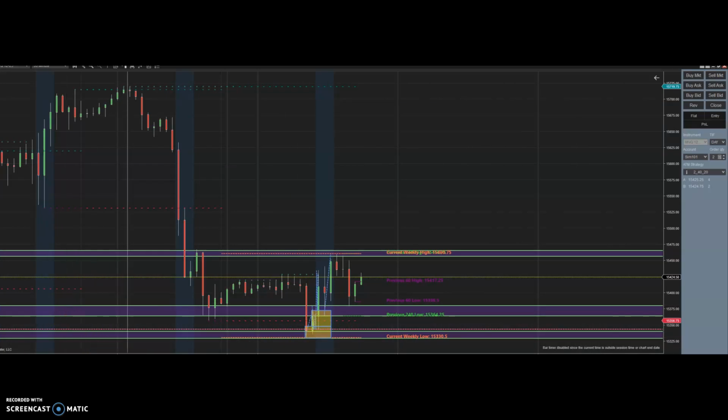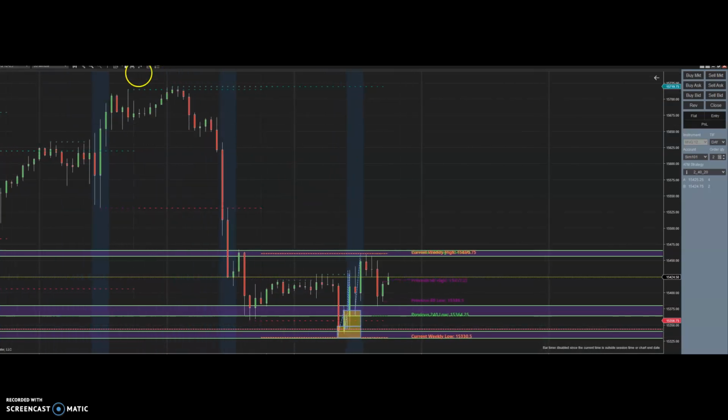Today on the NQ 918, what I normally do is I set up my charts. I start with the higher time frame of the 60 or the hourly chart, and I start to look for my ceilings and my floors for the morning session.